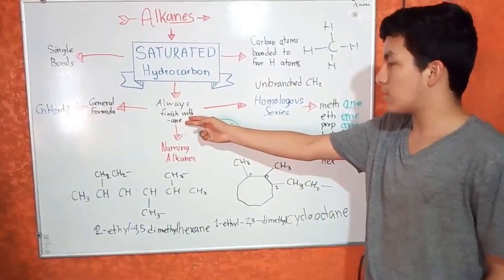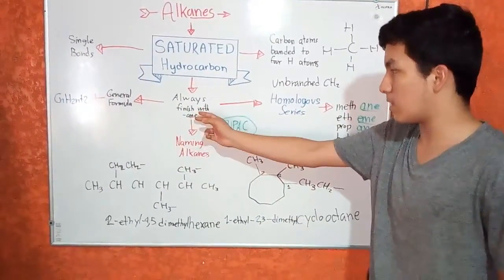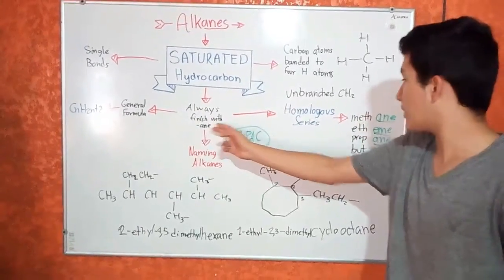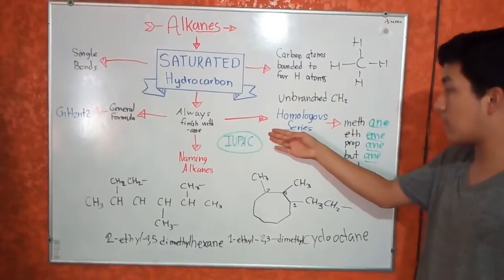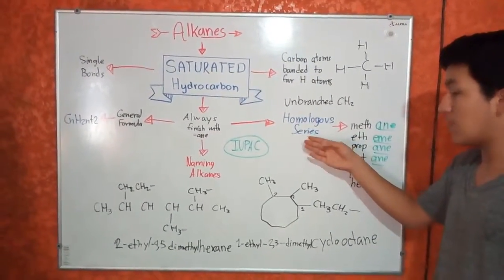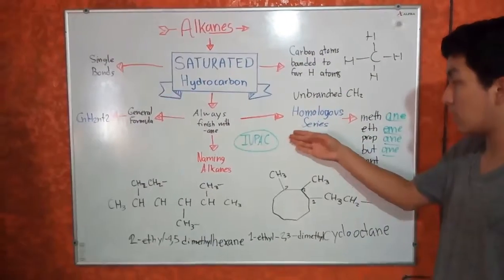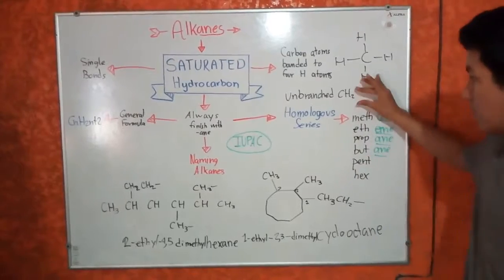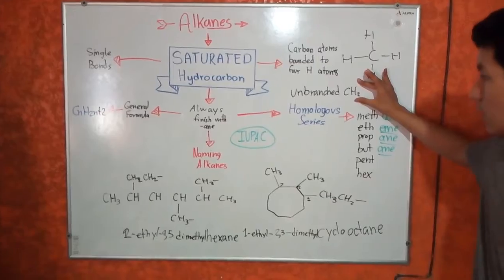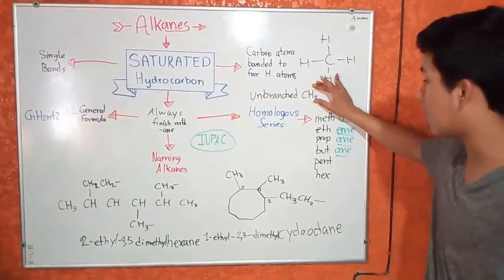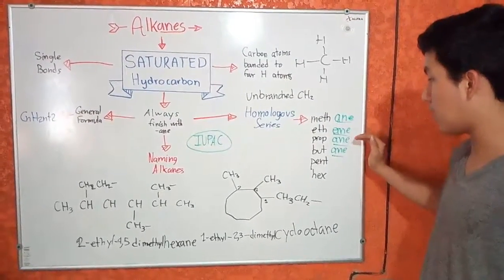They are always going to finish with, after the prefix, this little word, the "ane." Then, when they don't have any kind of substituent on the main chain, they are going to be called a homologous series. This means that a series of compounds of them are going to differ by a simple unit, which one is this? The CH2. They're going to differ in the quantity they have, and depending on that quantity, they're going to be called methane, ethane, propane, and butane.